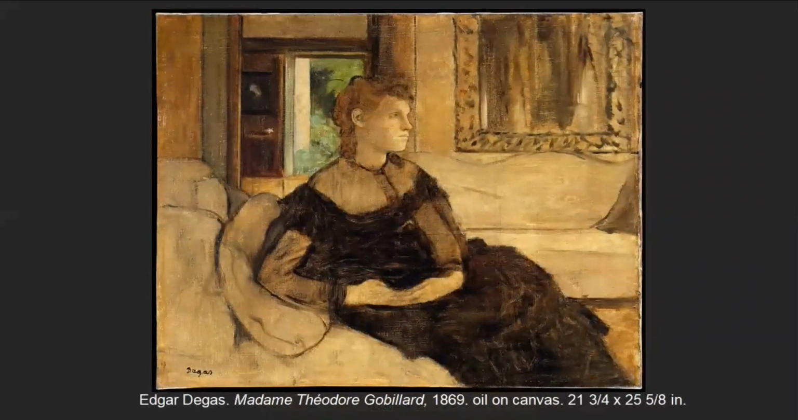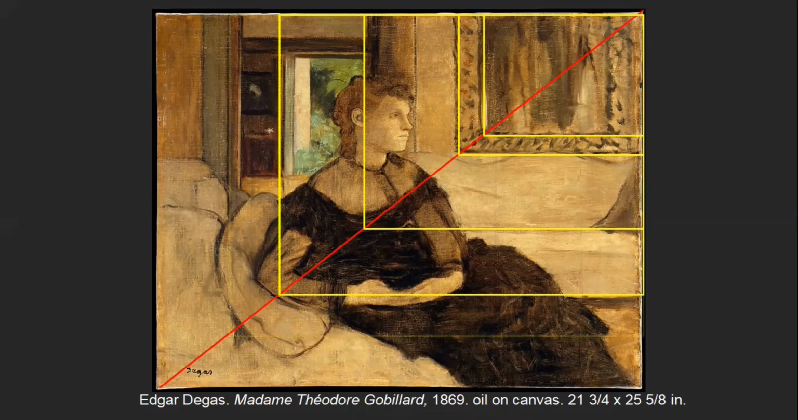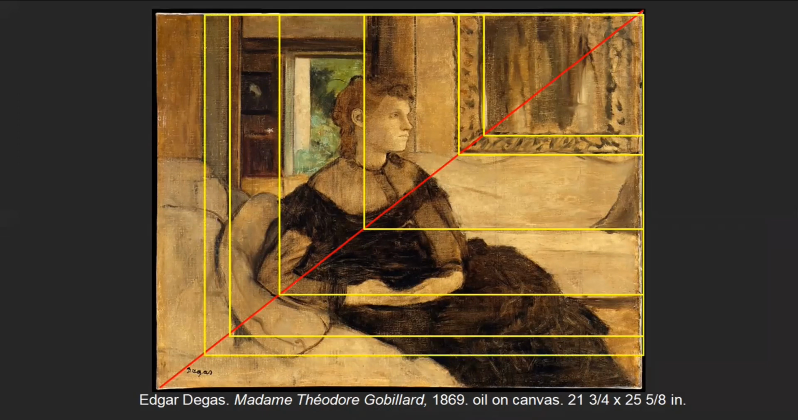Here's an example of that from a work of art. This is a portrait by Edgar Degas. First we'll find the diagonal of the whole, and then we'll find smaller rectangles within the picture plane using the diagonal to create these shapes. You can see that their corners all lie along the diagonal of the picture plane. There's a modulation of size from the size of the overall canvas to smaller and smaller subsections of the painting itself. This is the hidden geometry of the picture plane at use.